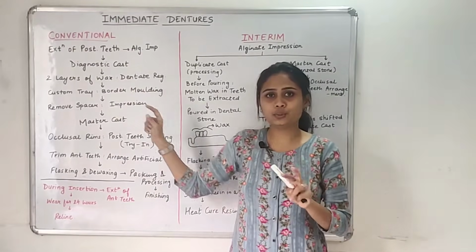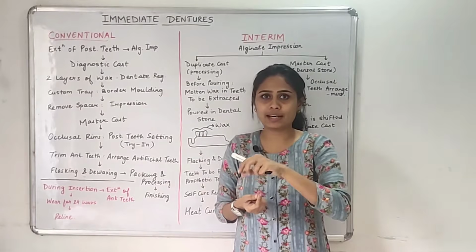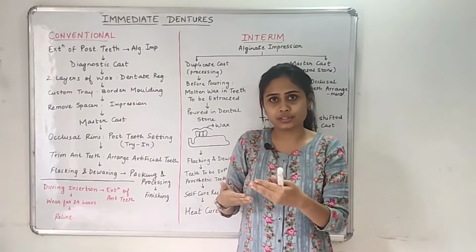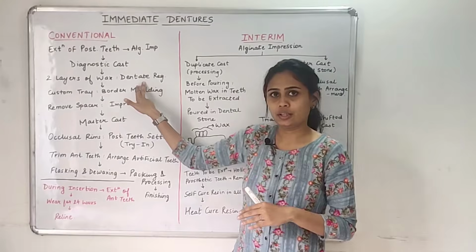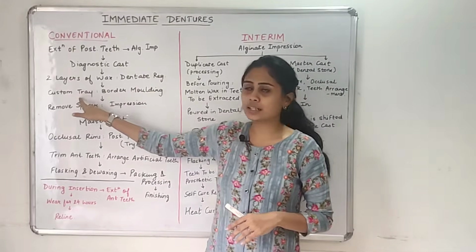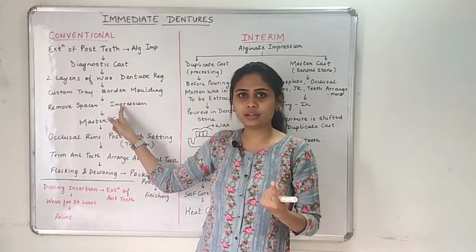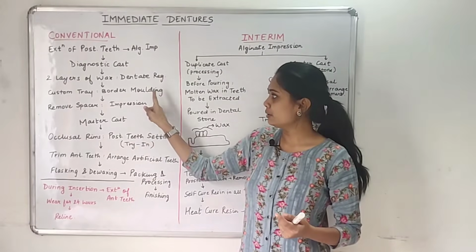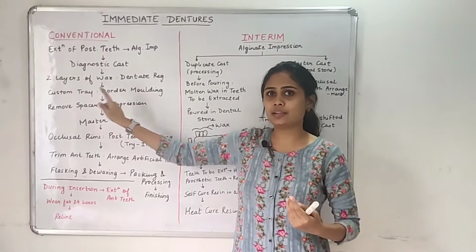And then you add 2 layers of modeling wax on the anterior teeth, or the dentate region, to block it out. Okay. After blocking out, you make a custom tray. You do the border molding of the posterior part. Okay. After the border molding, you remove the spacer and you take an impression.